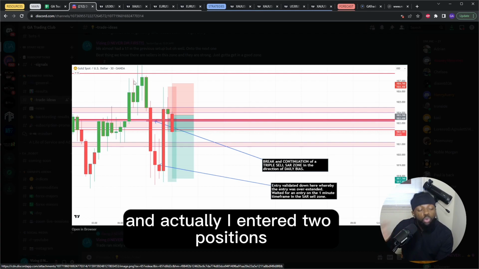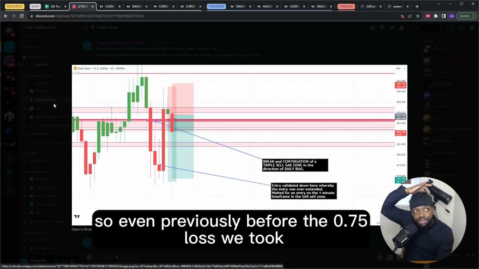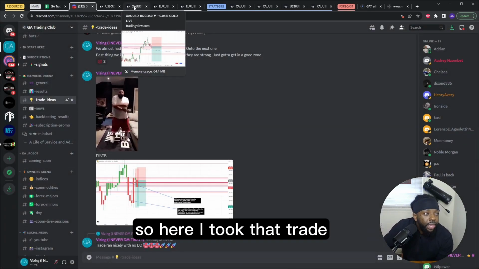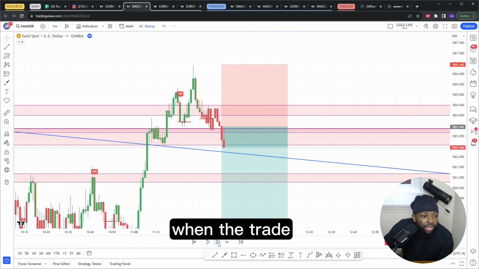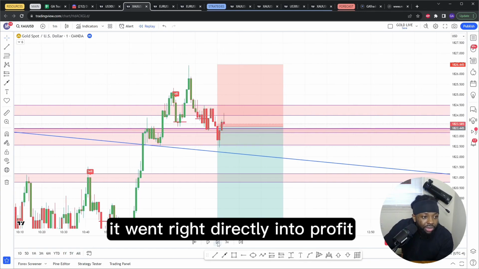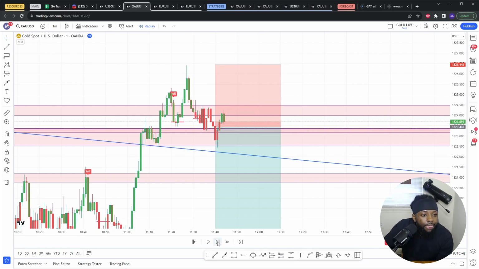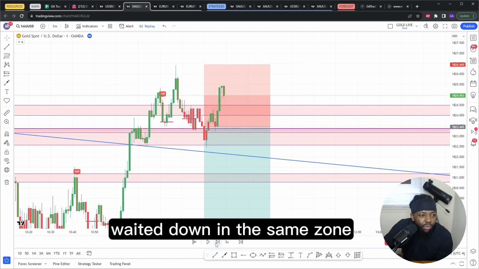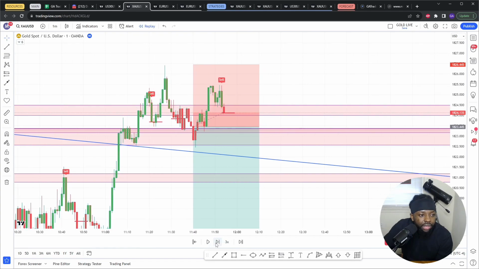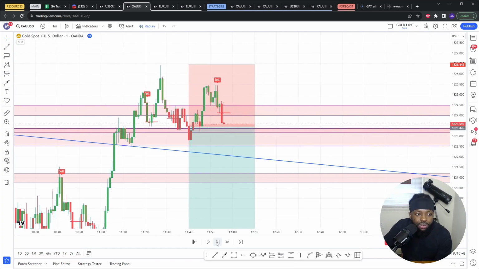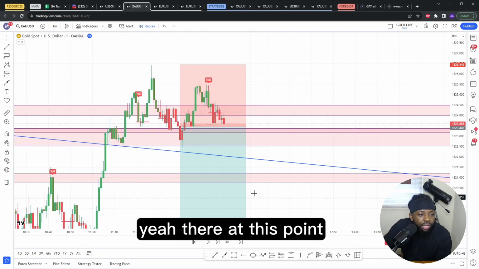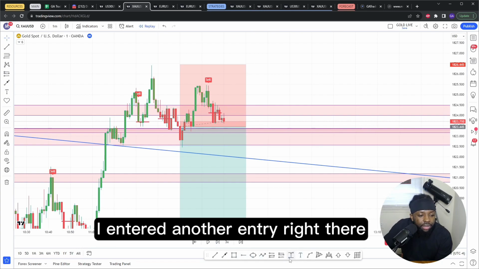And actually I entered 2 positions. So even previously, before the 0.75 loss we took, I was up already for the day like 3% from another trade I'd taken the day before. So here I took that trade. When the trade went right directly into profit and retraced up here, I waited for another. So when it pushed up right there, I waited down in the same zone, and then I waited for another live SAR, and at this point, no, that one closed above. Yeah, there. At this point, I entered another entry right there.